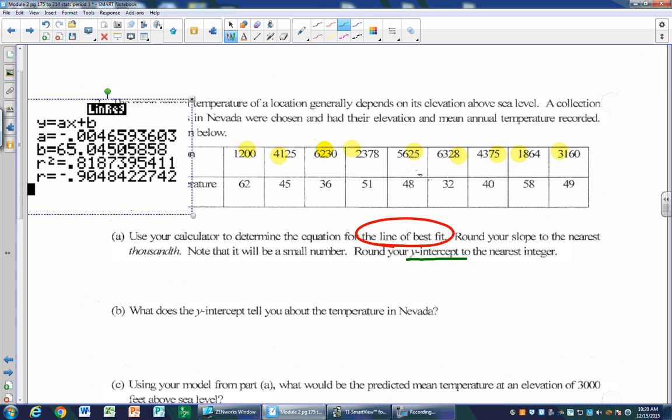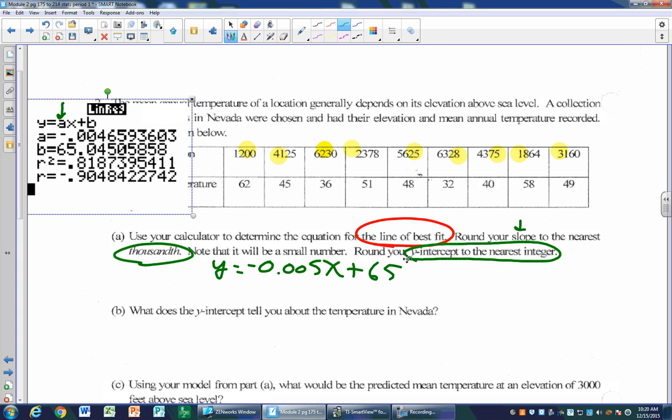Round your y-intercept to the nearest integer, your slope to the nearest thousandths. So y equals the a number, negative 0.005 because we're rounding it to the nearest thousandths, x plus 65 rounded to the nearest integer. And that is the answer. You might want to write down a equals negative 0.0046 to show some work, and b equals 65.04.